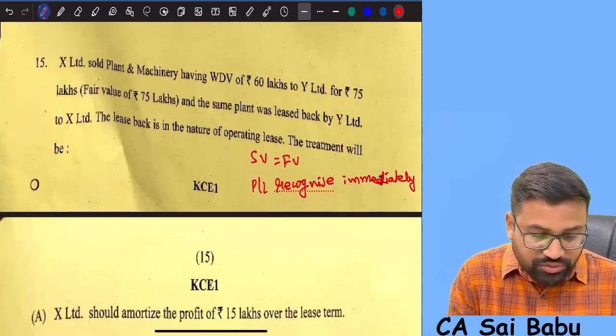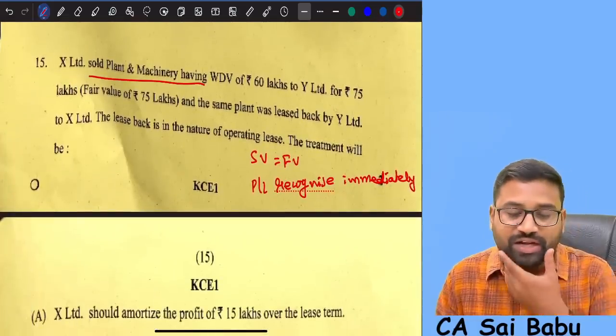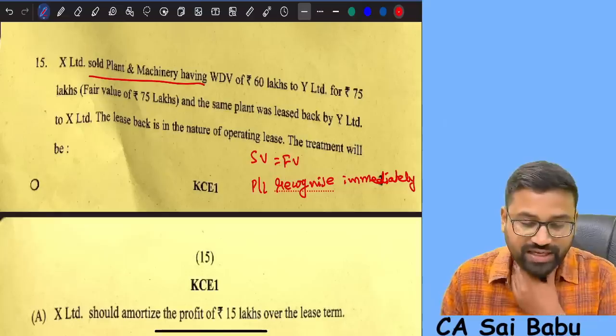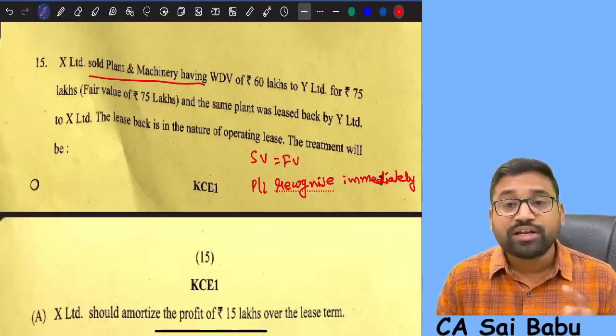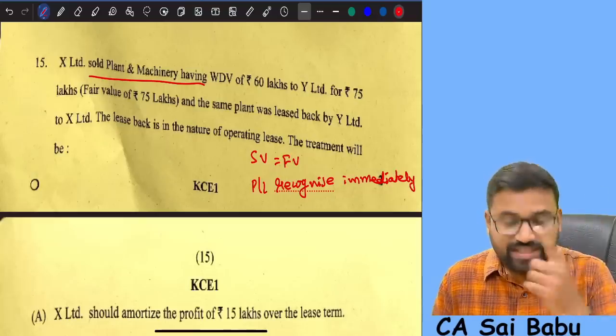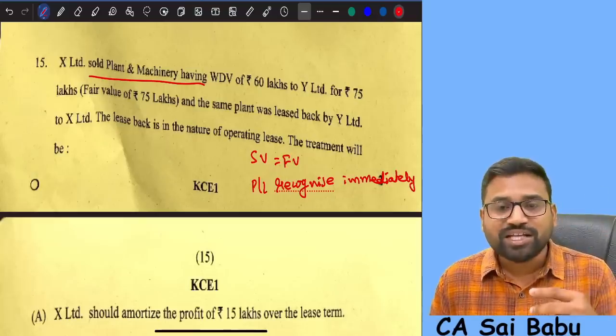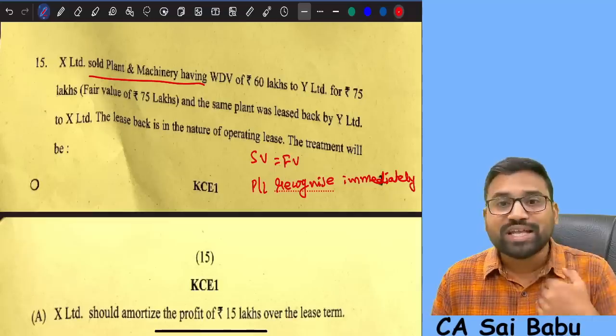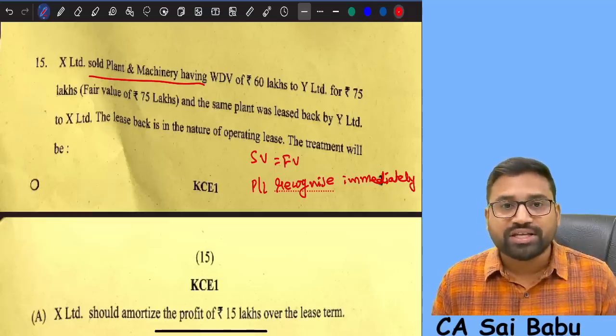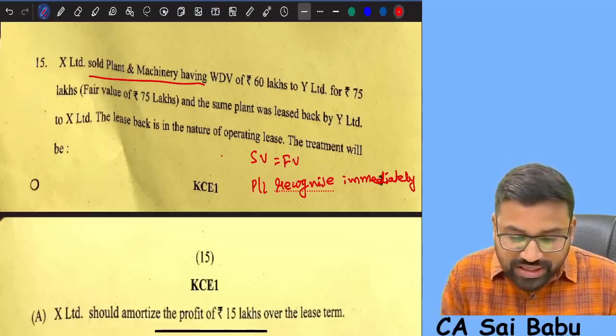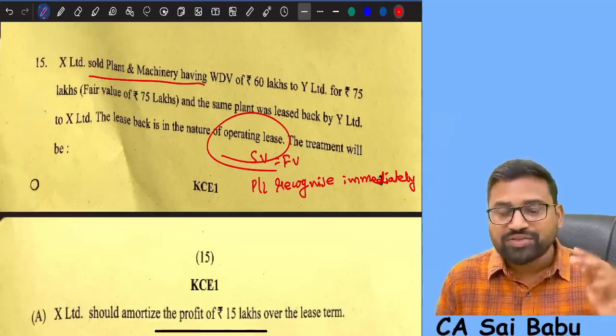And see, the last one is X Limited sold plant and machinery having WDV of 60 lakhs to Y Limited for 75 lakhs. See, this is relating to lease, sale and lease back transaction. In case of sale and lease back transaction, we need to see what is the type of the lease back. Is it finance lease or operating lease? Here, the lease back is which lease? Operating lease. Now, in case of operating lease, we need to see three cases.